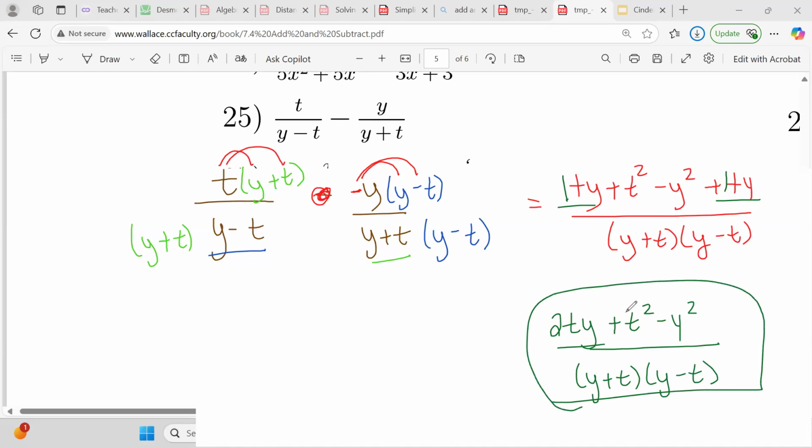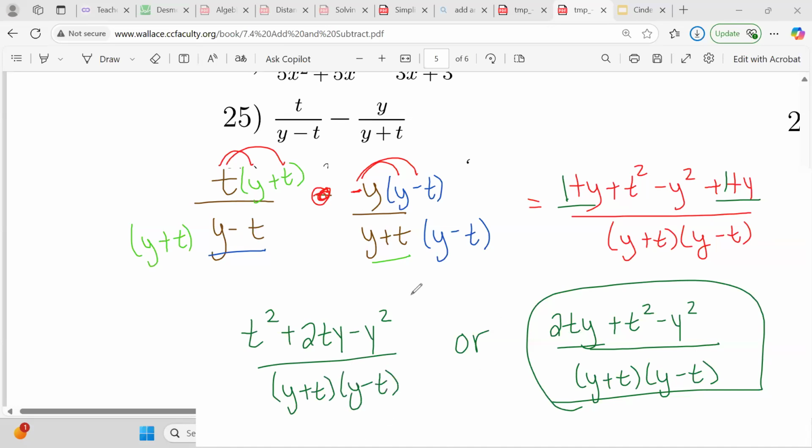You could rearrange the top if you want the t squared first. Some teachers would, because like ABC order, technically it should be t squared plus 2ty minus y squared. Either way, I'm not going to be picky about it, but other teachers might. Both of those green boxes are correct.